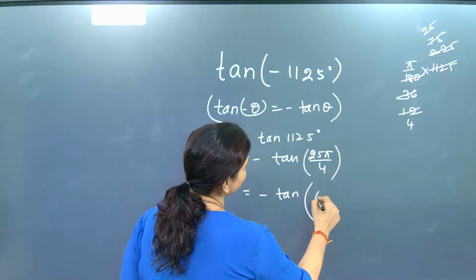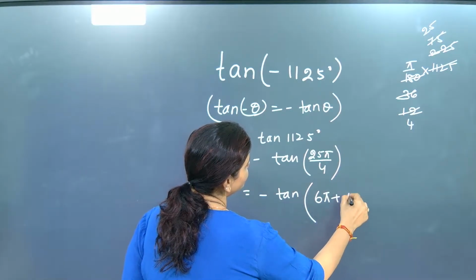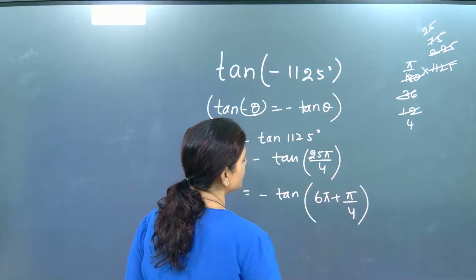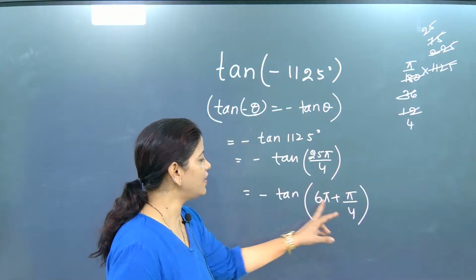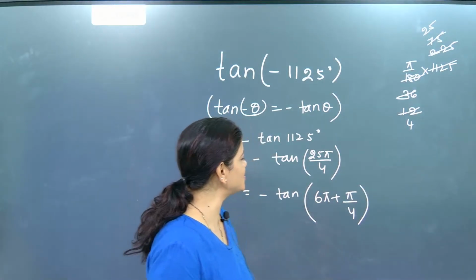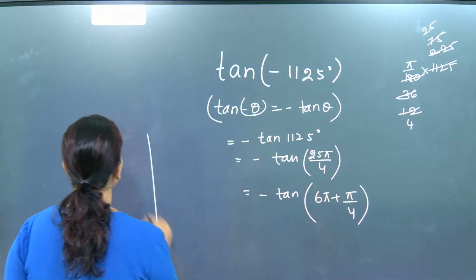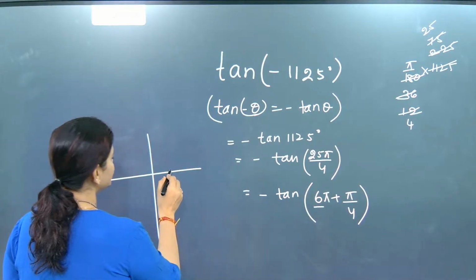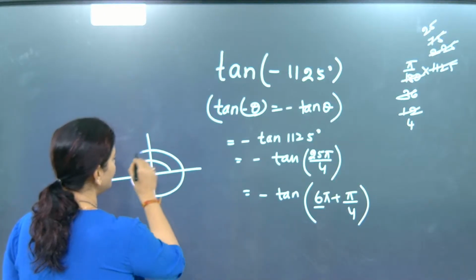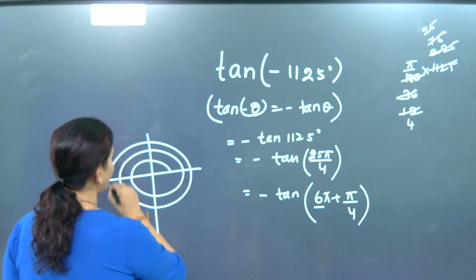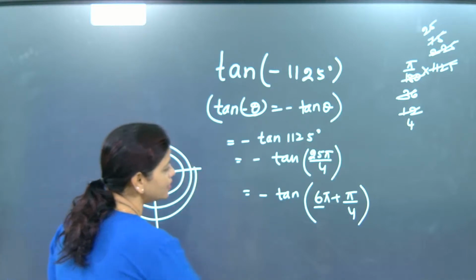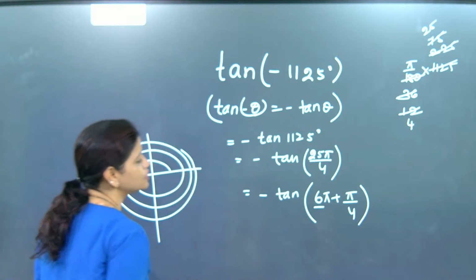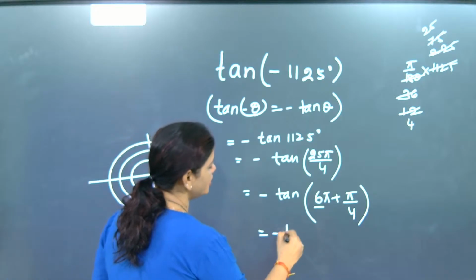So 4 6 are 24. Here it is coming as 24 plus 1, 25. So now come on, go for it. 25 means we have to go 6 5 means 6 rotations. 1 2 3 4 5 6 rotations over, and here pi by 4. Okay, so first quadrant. In first quadrant it will be positive.